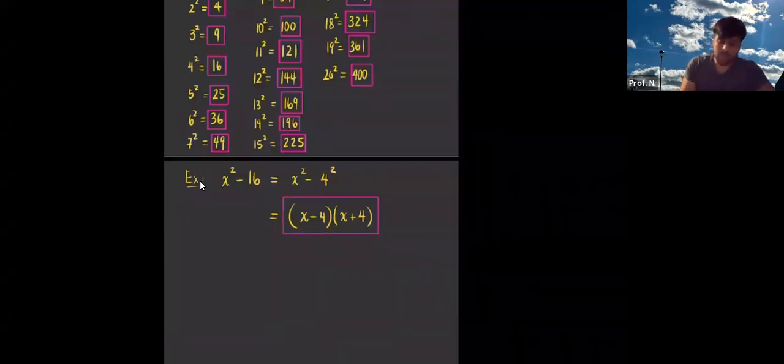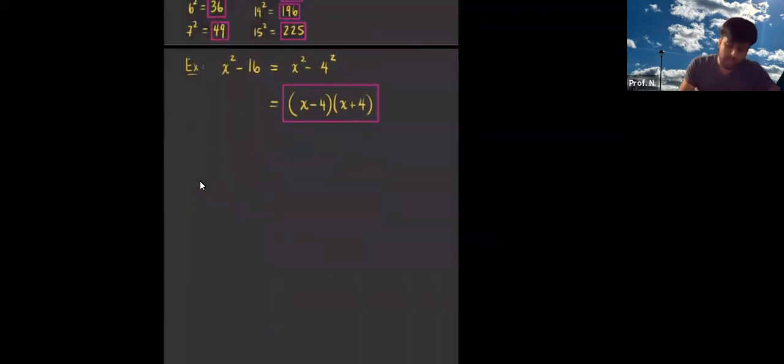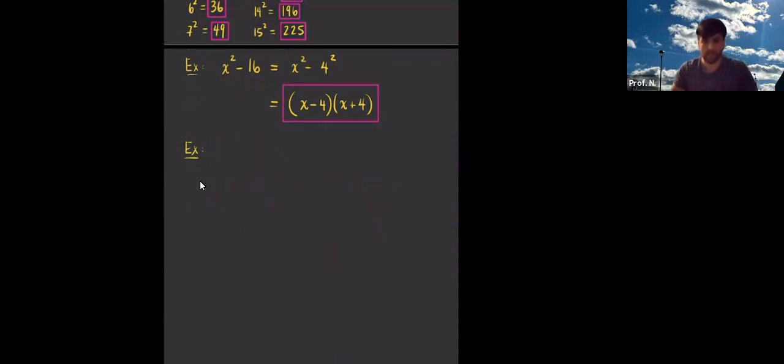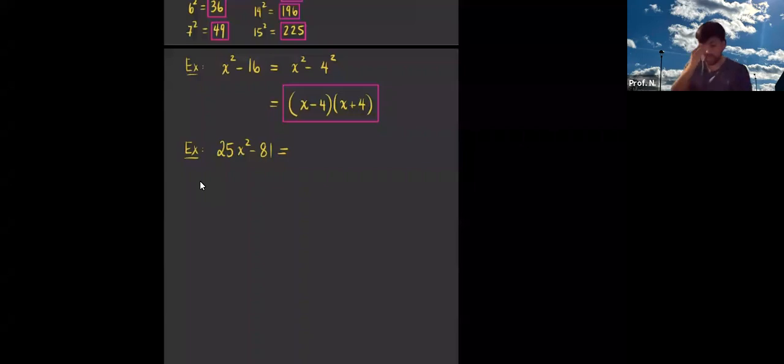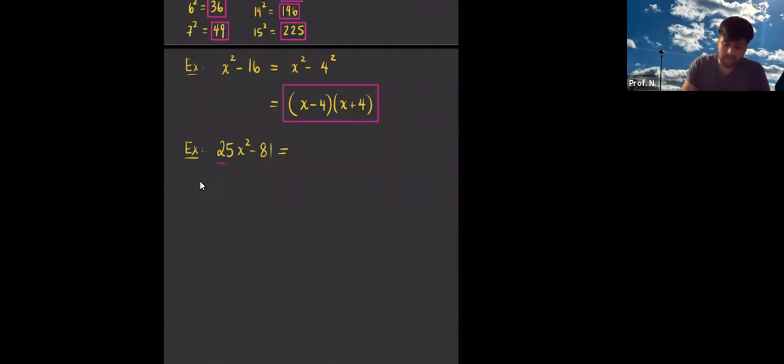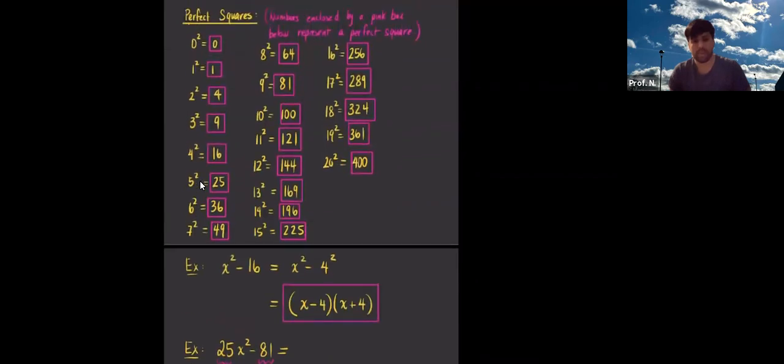So eventually, as you do them on a more consistent basis, you start to get a feel for what to do based upon what kind of expression you have to factor. So I'll give you another one. What if I get 25x squared minus 81? So here you have to be a bit more careful. What do we recognize? 25, and we recognize 81. They're also perfect squares, correct?